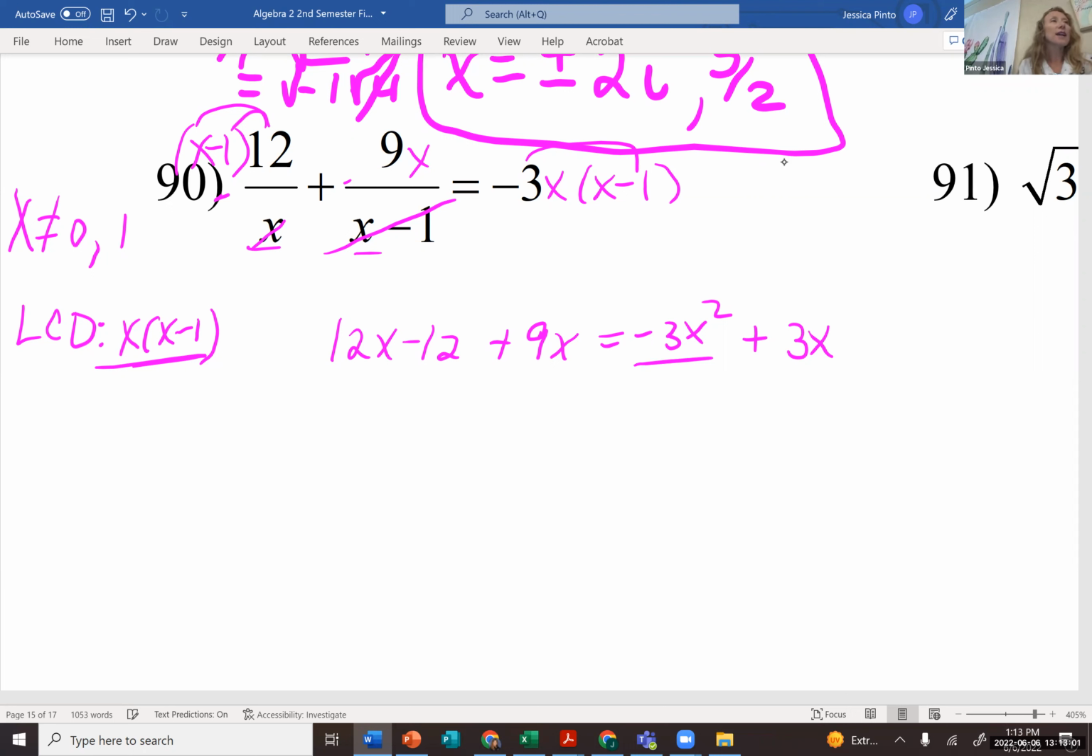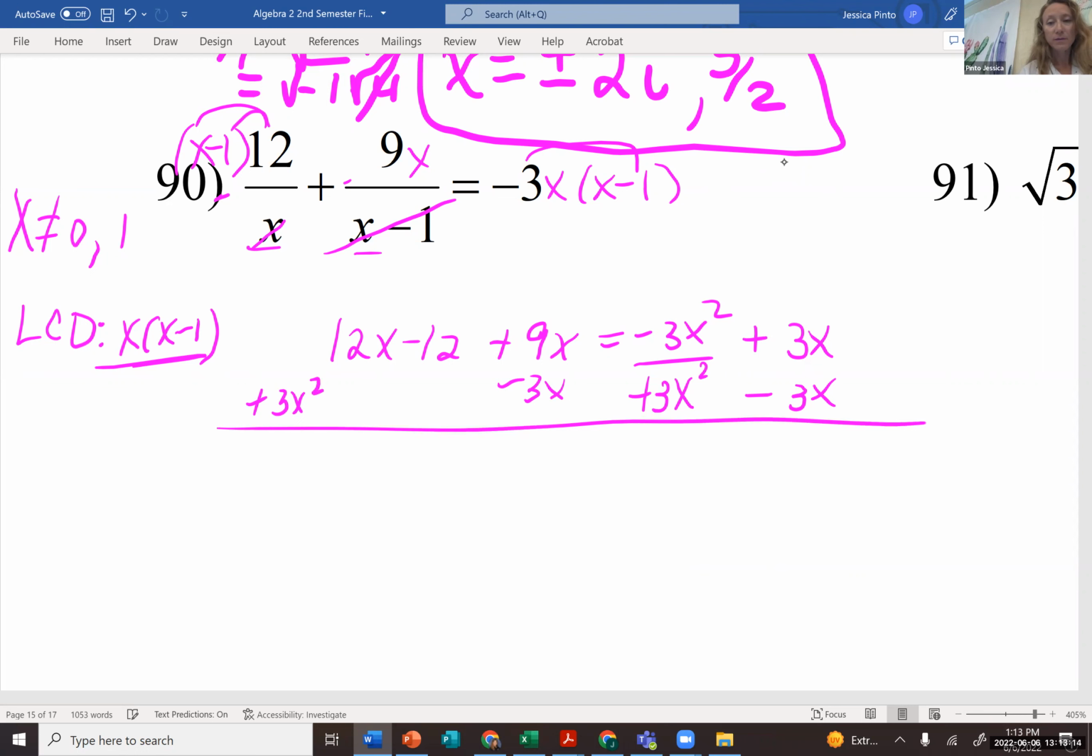I need to make one side equal to 0. And so I'm going to add 3x squared, and I'm going to subtract 3x from both sides. That's going to say equals 0. And I have 12 plus 9 minus 3, 12 plus 6. We've got 3x squared plus 18x minus 12.